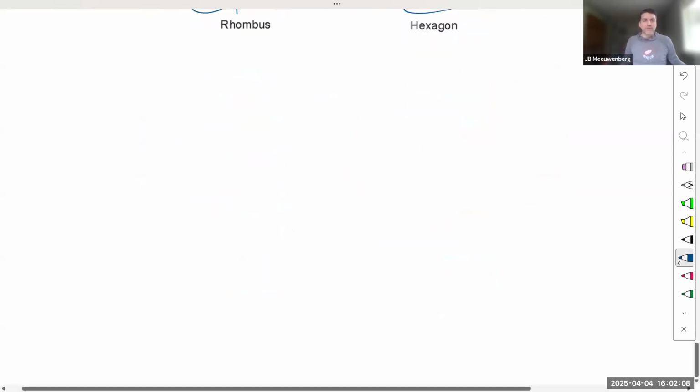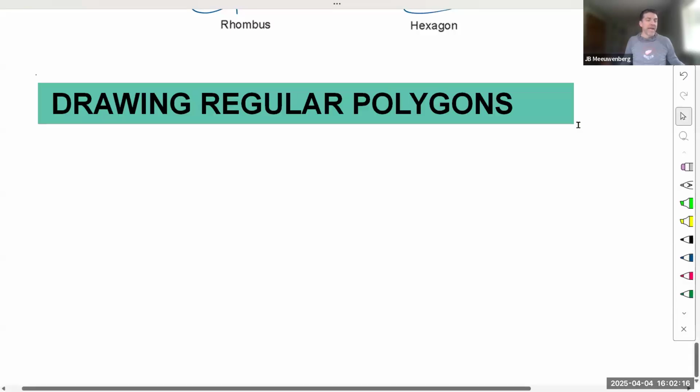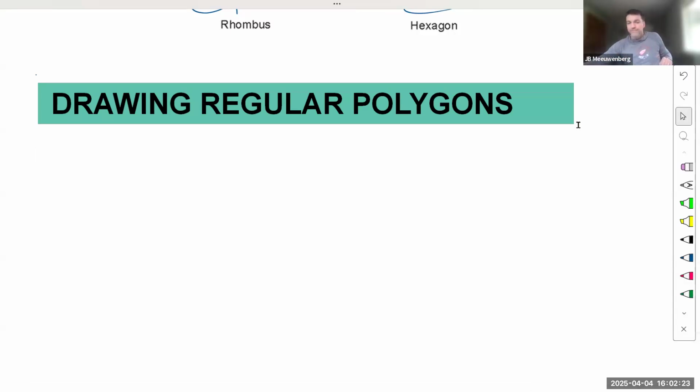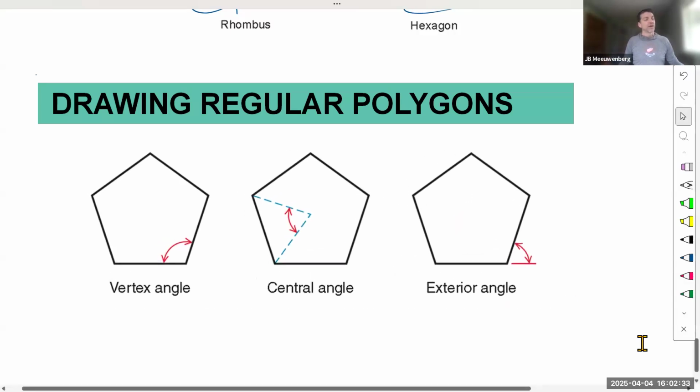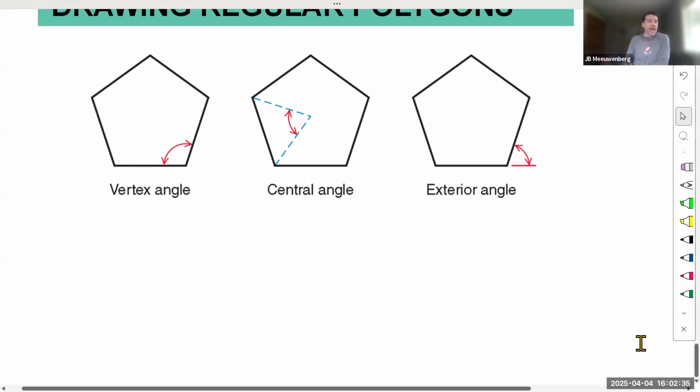So let's conclude this with a conversation about how we draw regular polygons. It's going to involve an investigation of their angles. So we have three special angles in a regular polygon, and they are the vertex angle, the central angle, and the exterior angle. So let's examine these.